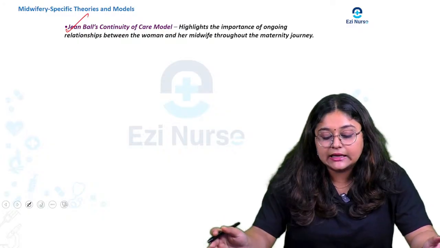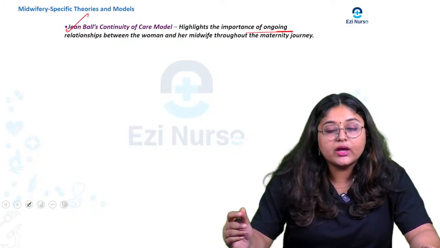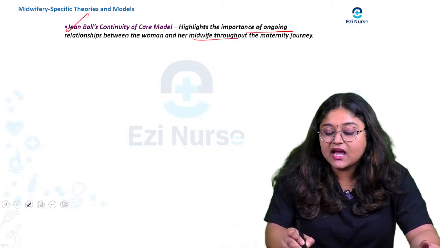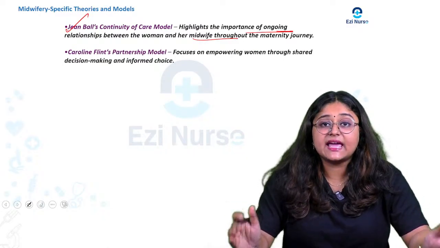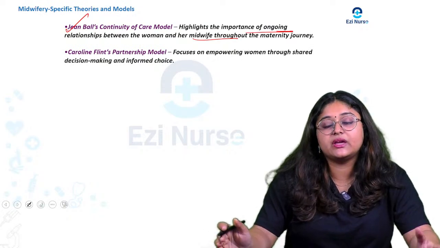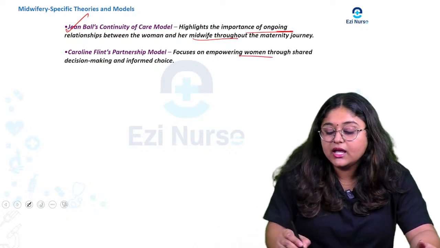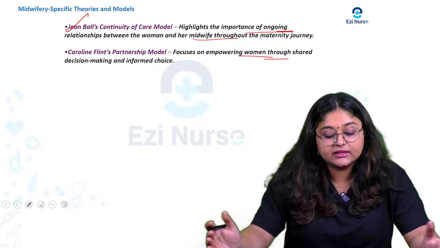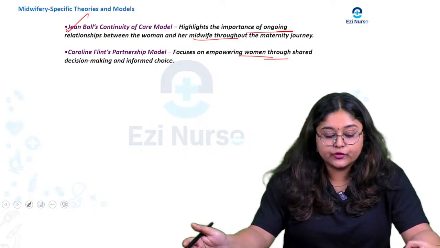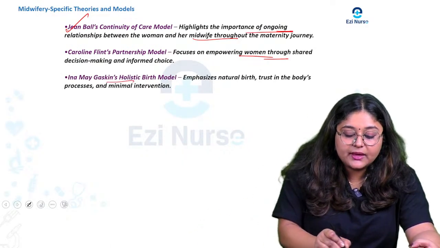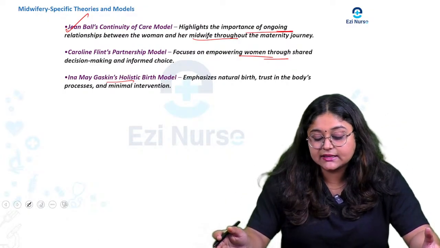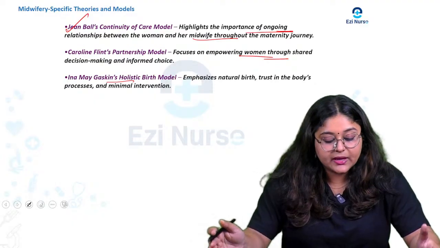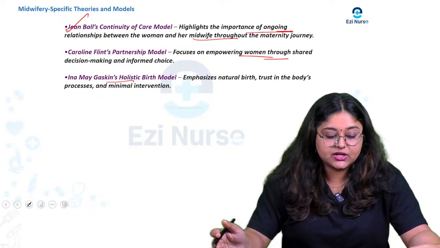It mainly highlights the importance of an ongoing relationship between the woman and her midwife throughout the maternity journey. Next is Caroline Flint's partnership model. In that model, they mainly focus on empowering the woman through shared decision making as well as informed choices. Next is Ina May Gaskin's holistic birth model. In this model, they mainly emphasize natural birth, trust in the baby's process, and minimal intervention.